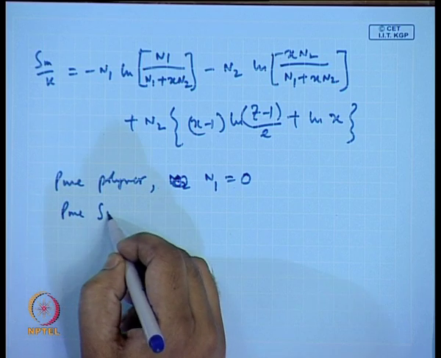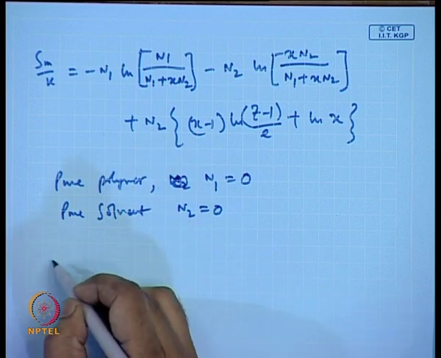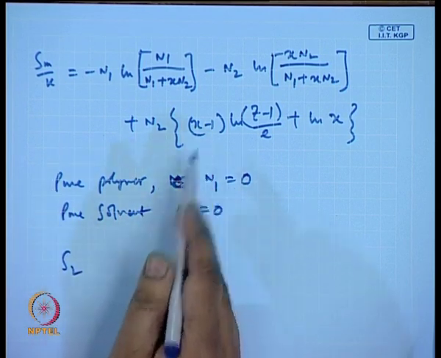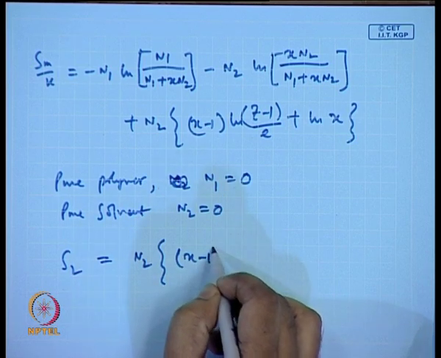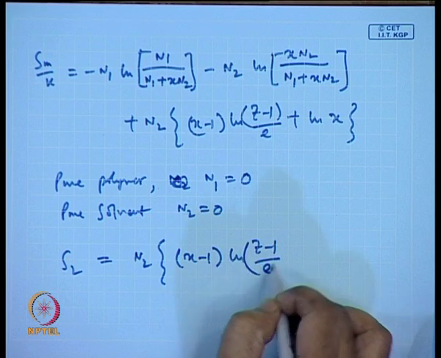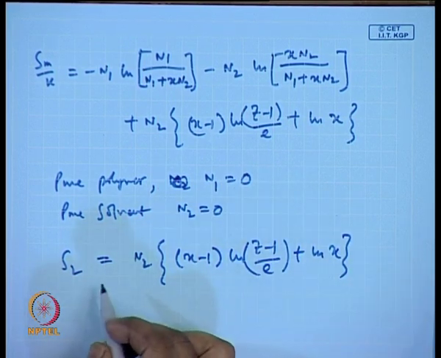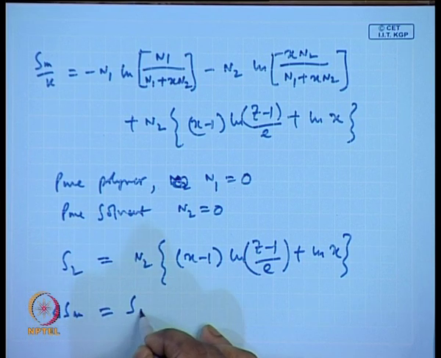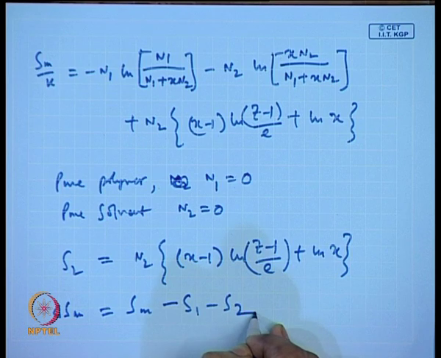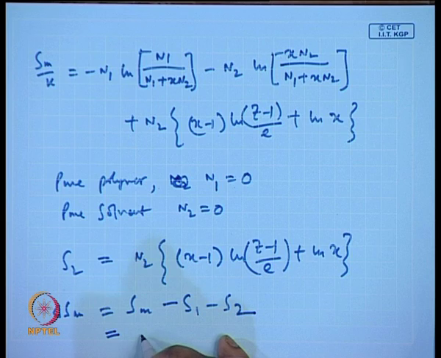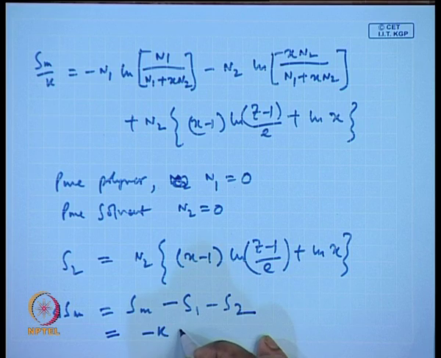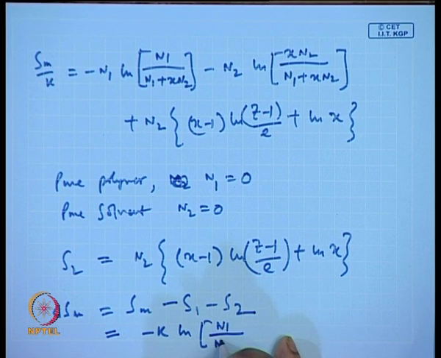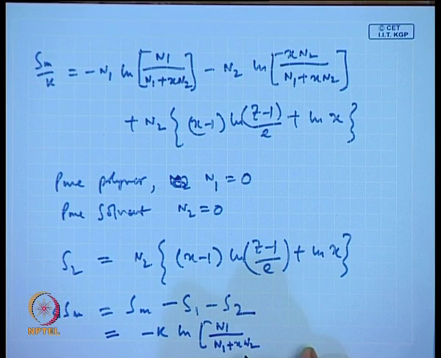And for pure solvent, N2 is 0. So, S2 for the pure polymer we can get from this expression just by putting N1 equal to 0, which should be N2 times x minus 1 ln x minus 1 over e plus ln x. So, delta S_m, which is S_mixture minus S1 minus S2, would be given by minus k, this is the same term, which would be given by k ln N1 over N1 plus x N2. Okay, let us do it on the next page.